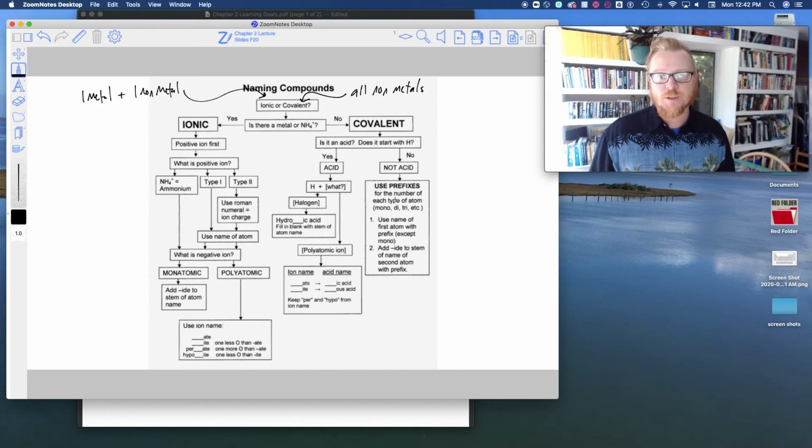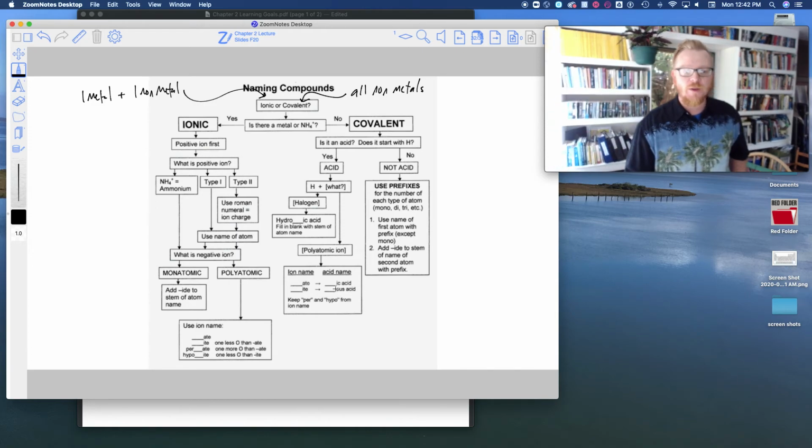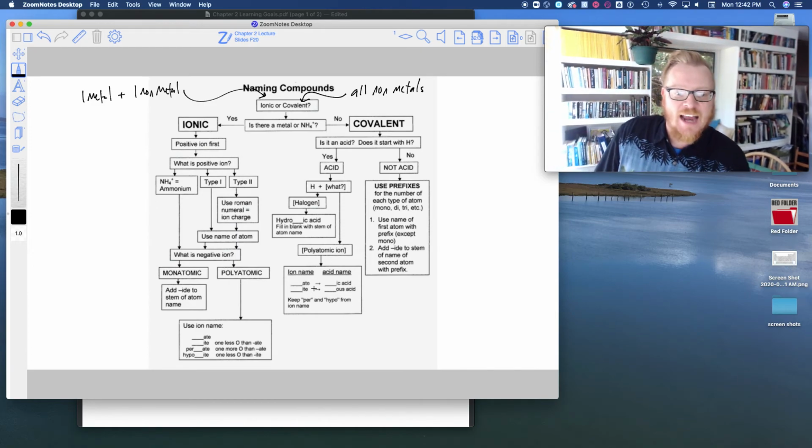So now what if this is an acid? Yes, that means it's got hydrogen. Hydrogen plus what? If it's a halogen, it's hydro something ic acid: hydrochloric acid, hydrobromic acid. But what if this hydrogen is with a polyatomic ion? Then we don't use the hydro. Instead, we either say ate, ite, ic, or us.